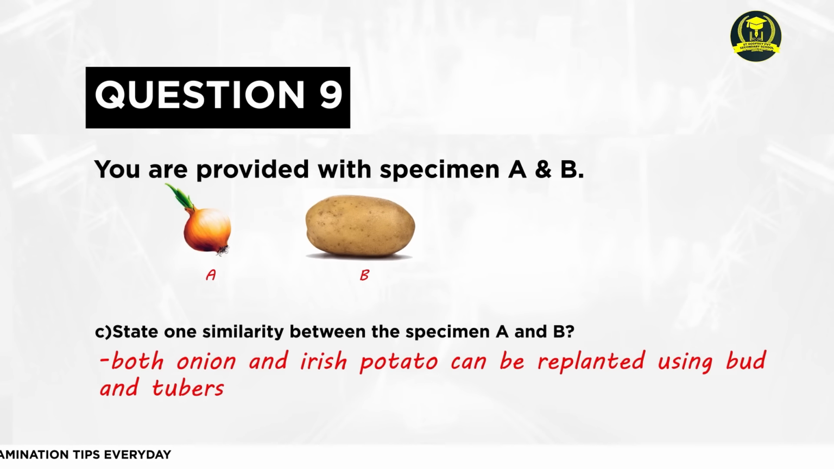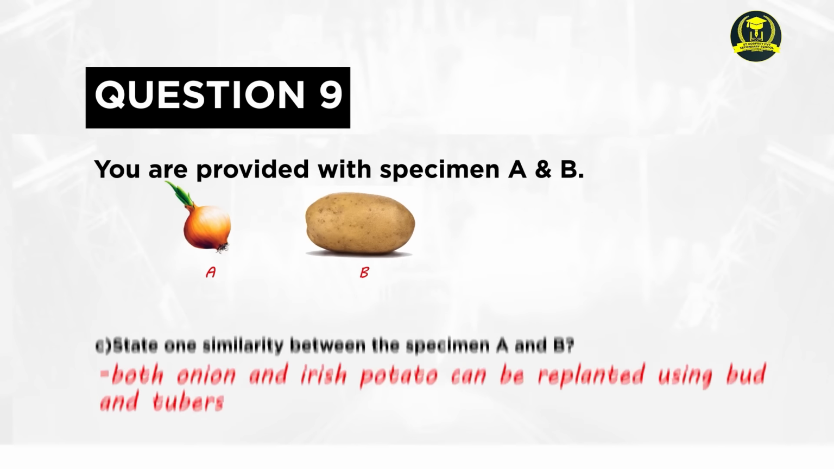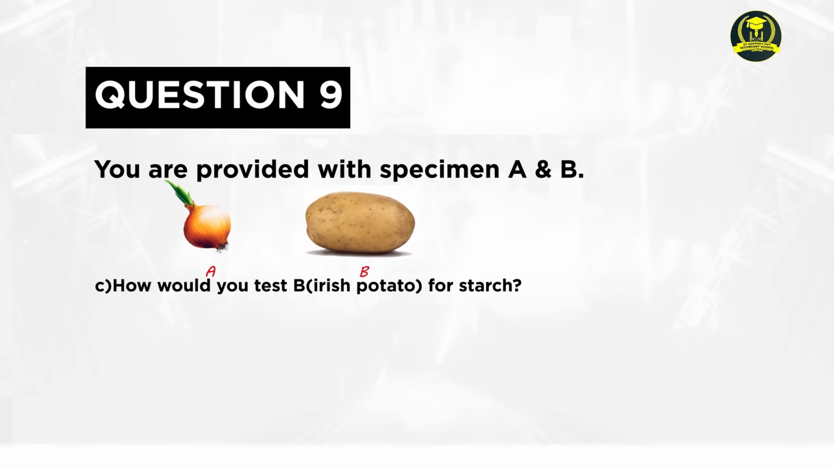Question C. State 1 similarity between the specimen A and B. Both onion and Irish potato can be replanted using bulb and tubers. Question D. How would you test specimen B, which is an Irish potato, for starch?